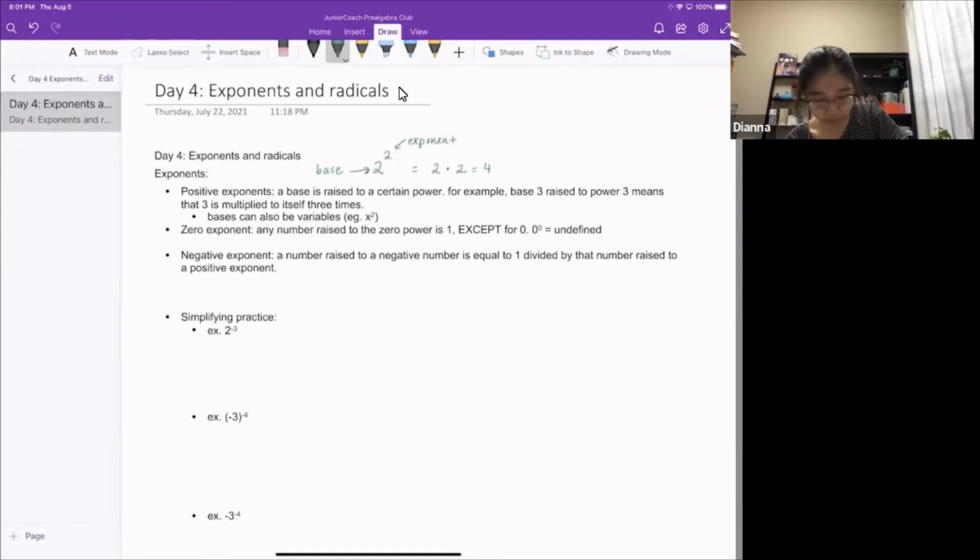Let's do a different one maybe. How about 3 cubed? So the base is 3 and our exponent is also 3. And this just means that we have 3 multiplied by itself 3 times. So 3 times 3 times 3. And so 3 times 3 is 9, right? And 9 times another 3 is 27. So 3 cubed, or 3 to the third power, is going to equal 27.